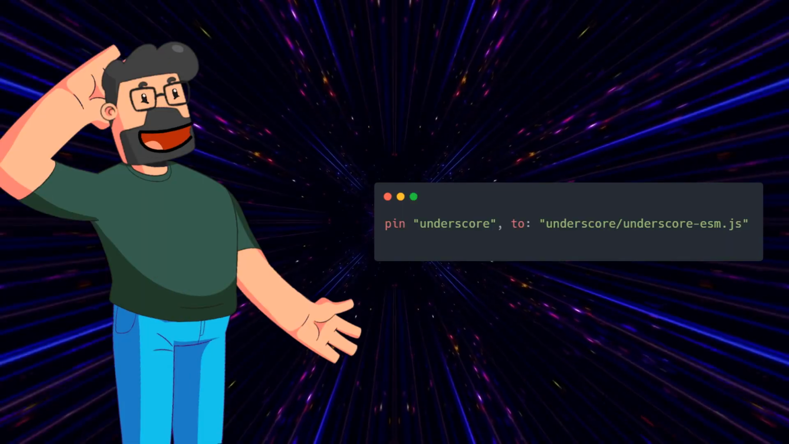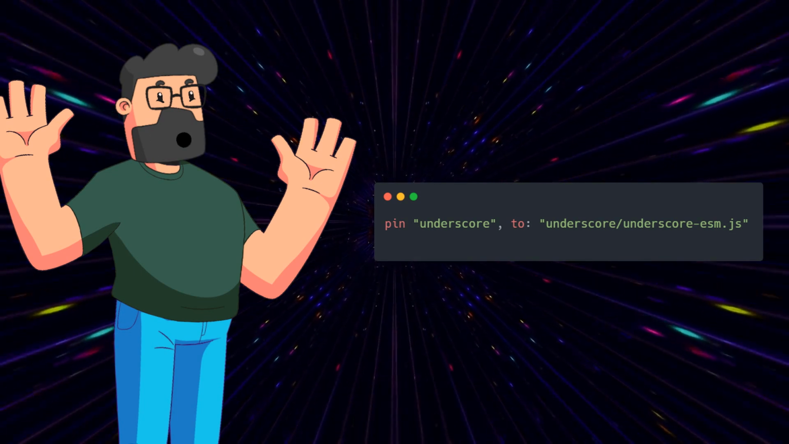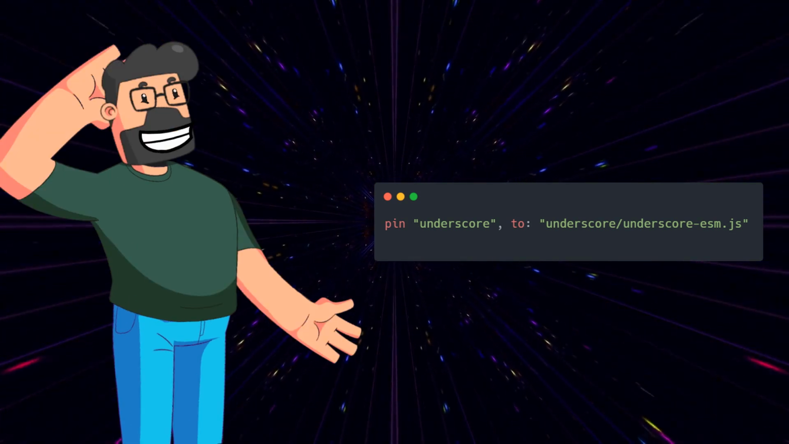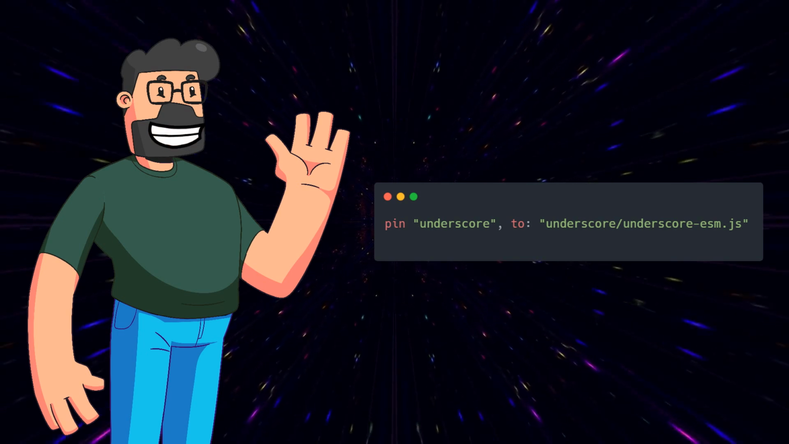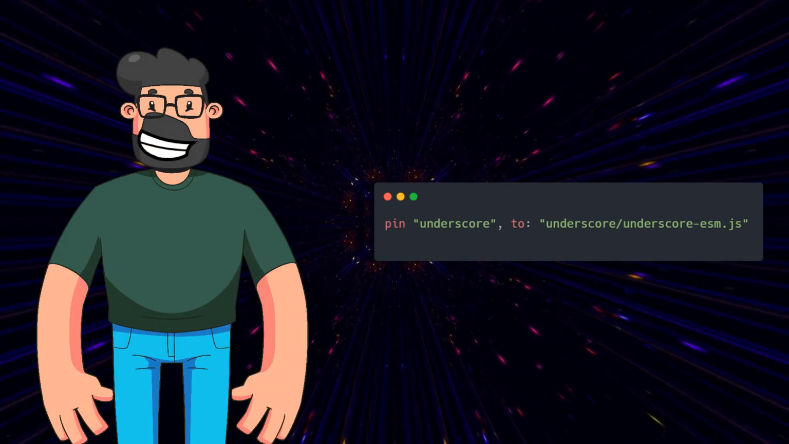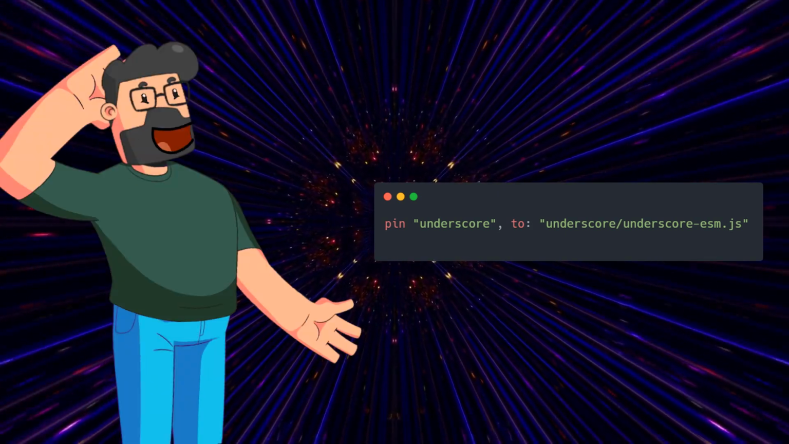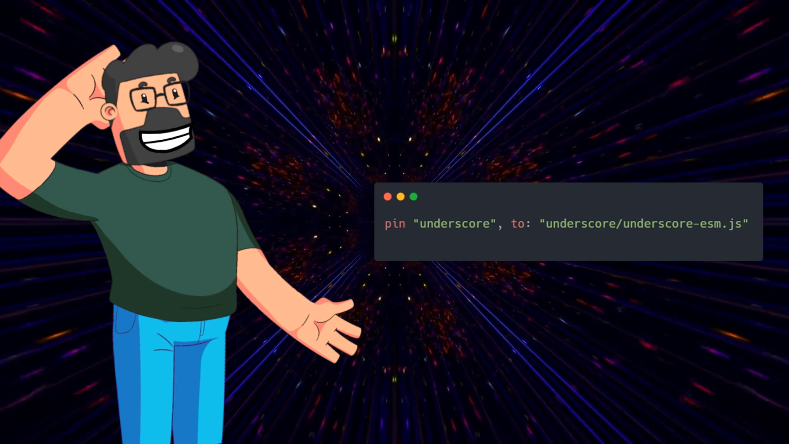Now, let's talk about the solution to your problem. By using the code snippet pin_to_esm.js, you can establish a smoother process for managing NPM packages. This configuration sets up the path for the underscore package, paving the way for a more effective integration.